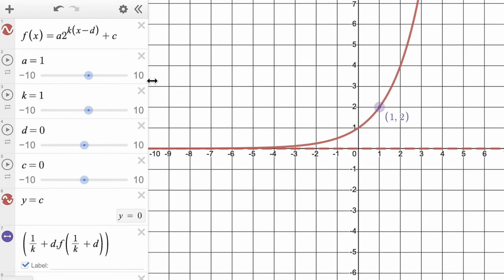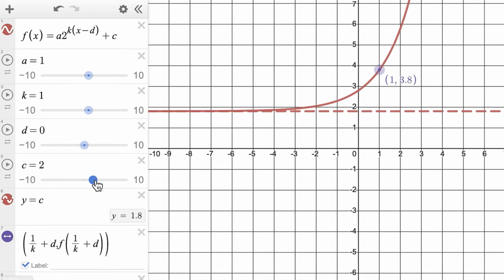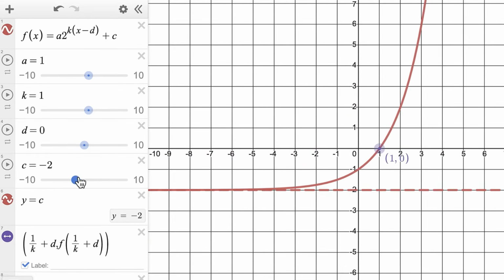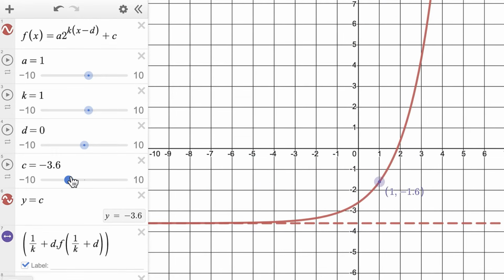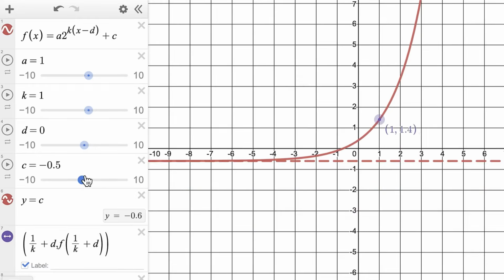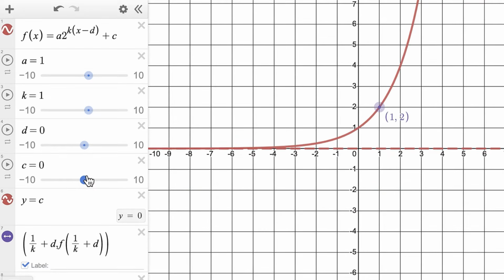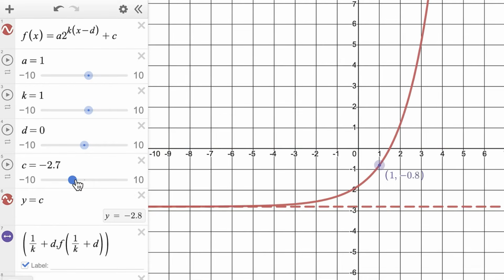Notice I have parameters a, k, d, and c programmed in to be transforming a 2 to the power of x function. A and c do vertical transformations. The c value, which I'll manipulate first, notice moves a function up and down. If c is positive, it moves the function up. If c is negative, it moves the function down. Also, another important note here is that exponential functions have a horizontal asymptote that starts at y equals 0, but as we manipulate the c value, that moves the horizontal asymptote up and down according to the value of c.